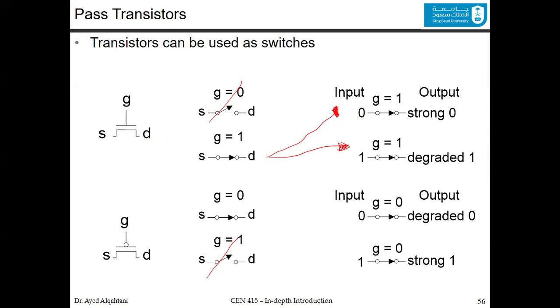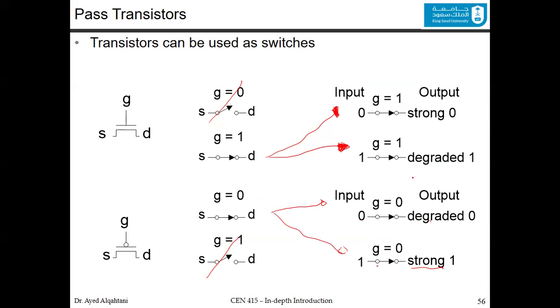Now the second case, since it is 1, now it must be degraded. Similarly, here we have two cases. And now if the input is 0, it must be degraded. If it is 1, then it is strong, because we know that the PMOS is connected to the pull-up network, which is connected to the VDD. So this must be the strong one in the output.